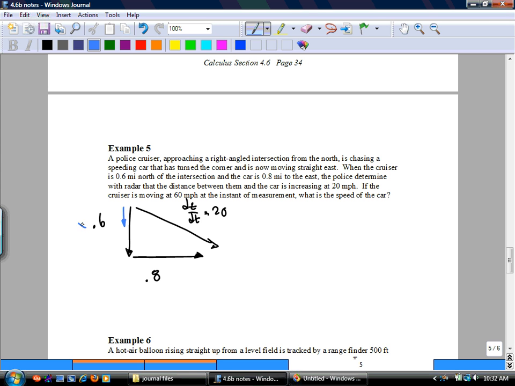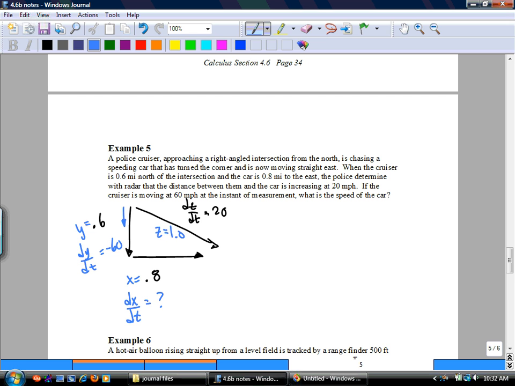So we'll call this y. So y is 0.6. dy dt is negative 60. x is 0.8. dx dt is what we want to find out. dz dt is 20. We need to figure out what z is. 1.0. It's a 3, 4, 5 triangle, just in a really fancy form.